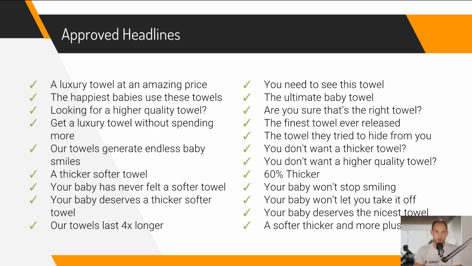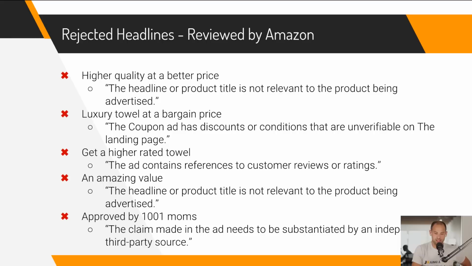Some of these are performing a lot better than others, and I'm going to give you some tips on how you can recreate the ones that are performing well. So these aren't necessarily headlines that are doing well. These are ones that made it through the AMS approval process and were approved, so we were allowed to show these ads on Amazon. These are some of the ones that were rejected. The little bullet point below them gives the reason that Amazon sent us back, the reason it was rejected.